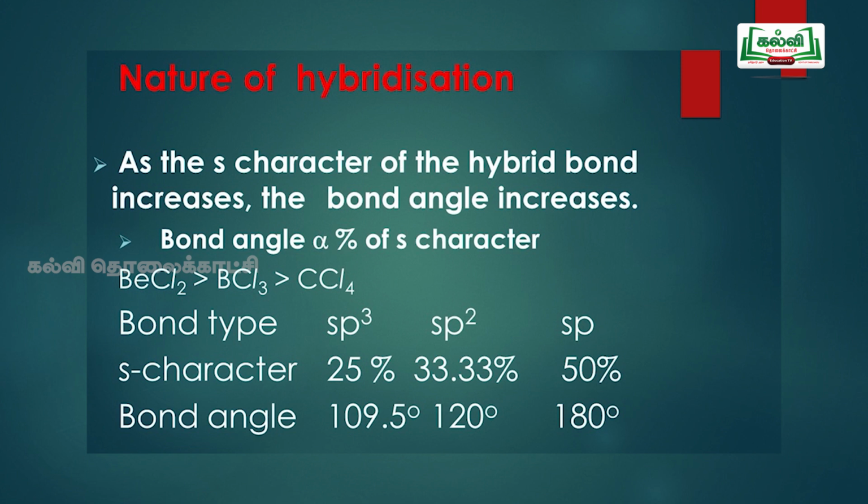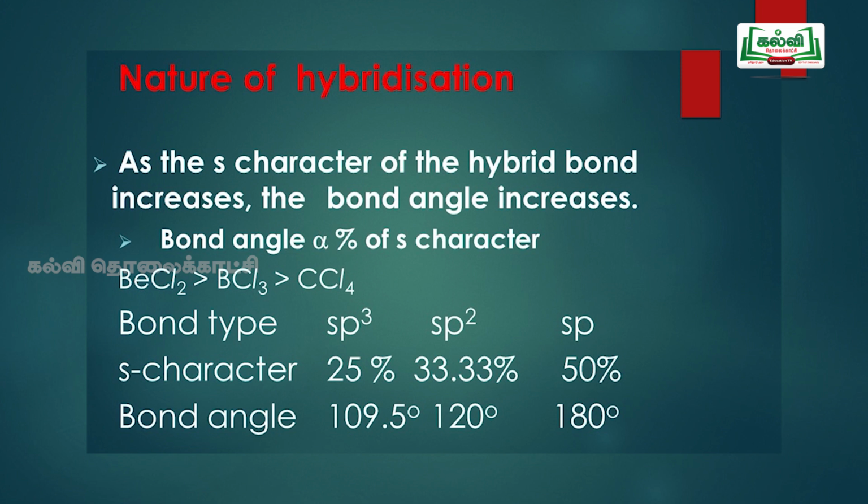Whereas if you take sp hybridized orbital, 1 s orbital and 1 p orbital are involved, so the S character is 50%. So, students, you remember the bond angle is directly proportional to the S character of the hybridization involved in the bond. More S character, more bond angle. So, you remember molecules formed by sp hybridization have more bond angle than sp2 hybridized and sp3 hybridized. Okay.